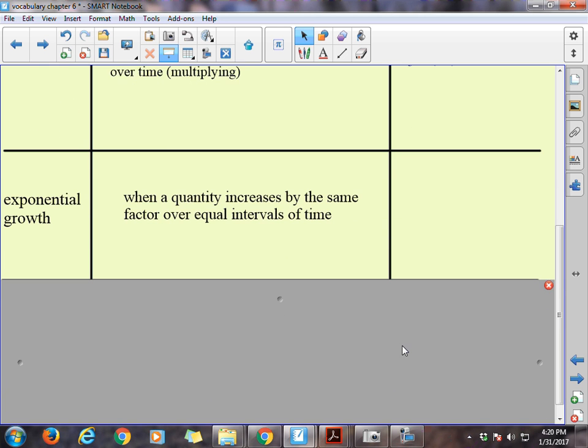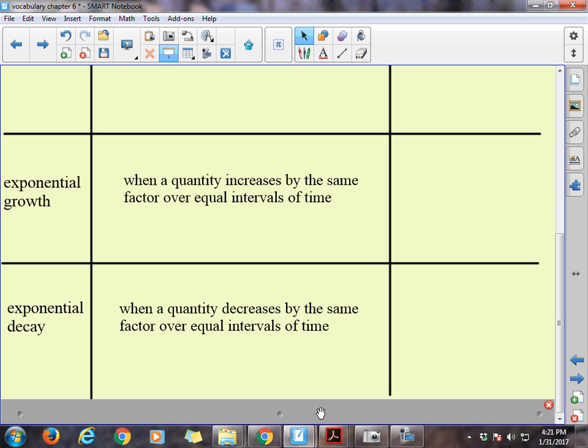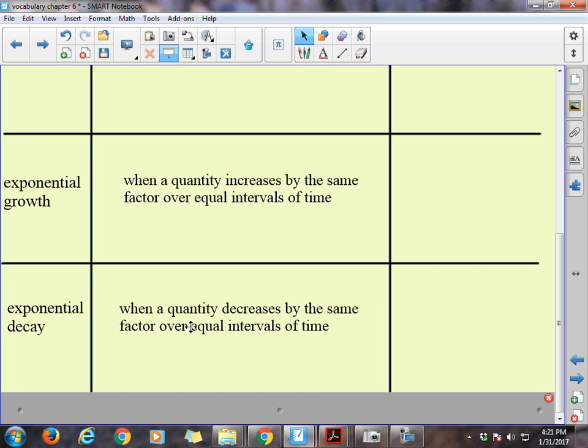Exponential growth is when a quantity increases by the same factor over equal intervals of time. And then there's also exponential decay, when a quantity decreases by the same factor over equal intervals of time. I just noticed that I don't have an example for these two. Notice that growth is increasing, decay is decreasing.